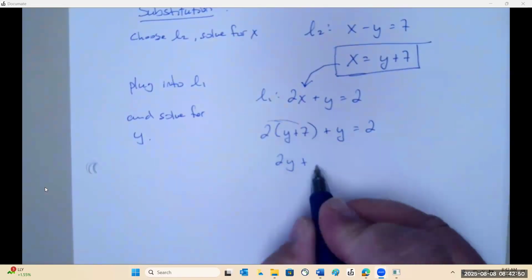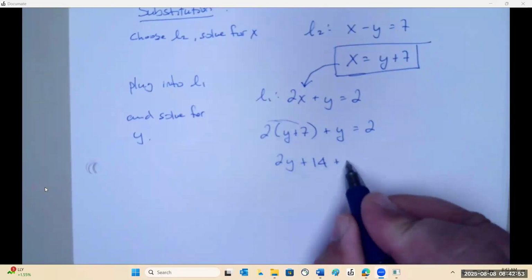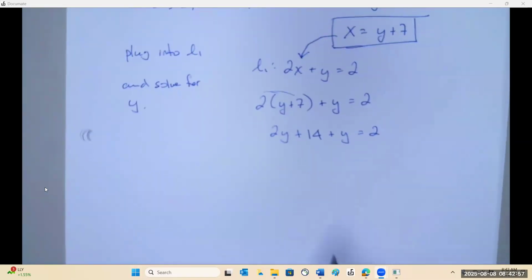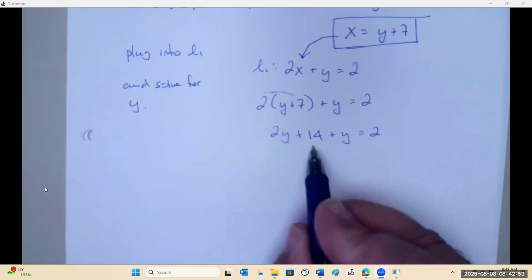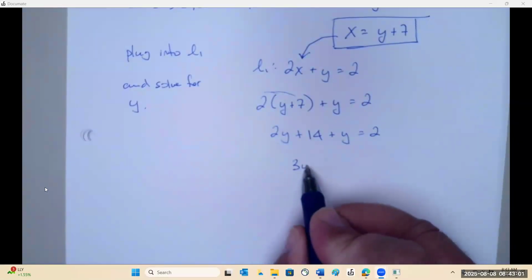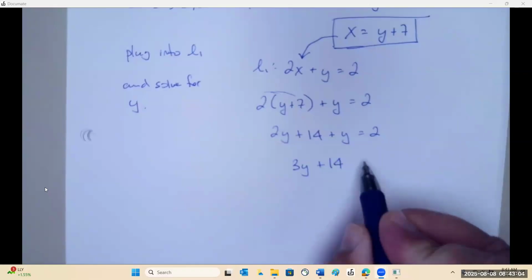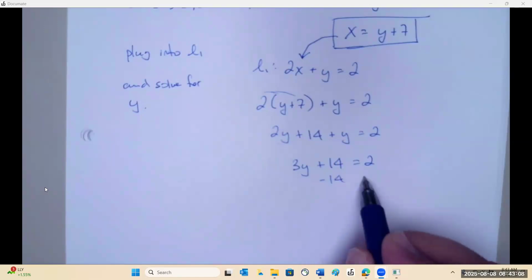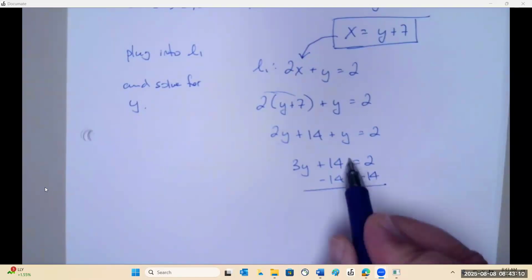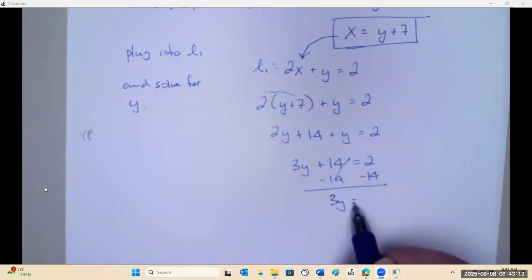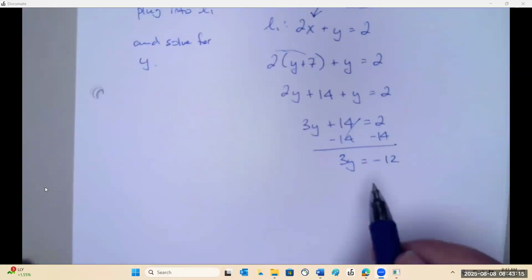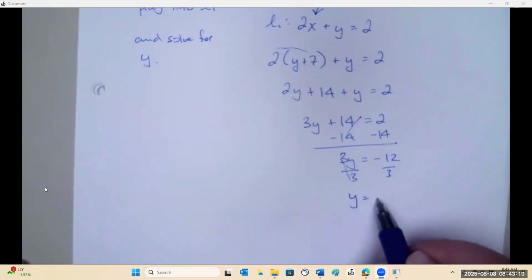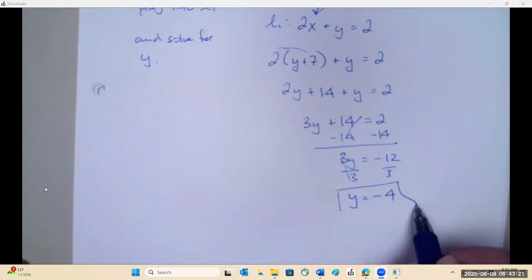2(y plus 7) plus y equals 2, so 2y plus 14 plus y equals 2. Combine like terms, 2y plus y is 3y plus 14 equals 2. Subtract 14. 3y is negative 12. y is negative 4. Very good.